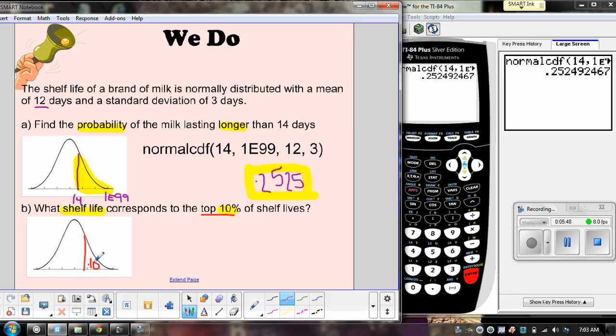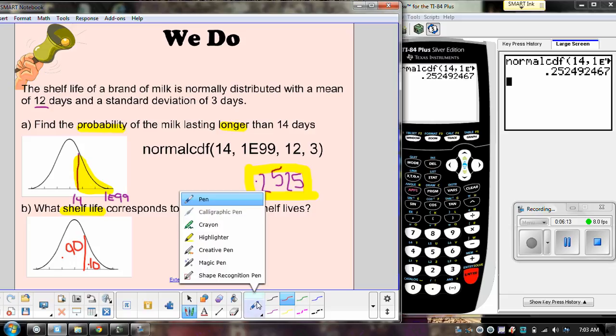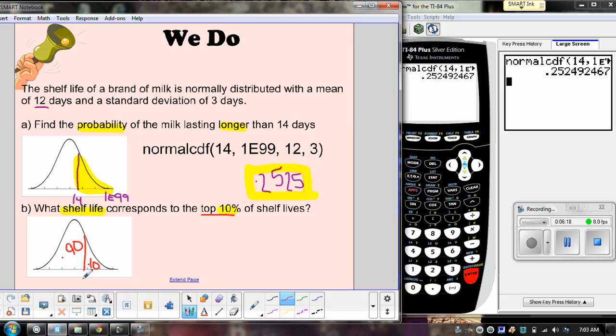So 0.10 for 10%. The problem is when I use my calculator command to go backwards, my calculator only is smart enough to know or recognize bottom areas. So if I have 10% on the top, what percent is left for the bottom? That would be 90% because together they must make 100%, or 1 in terms of decimals. So now I'm going to put 90% in my curve. Notice this time I'm not marking the line, but I'm trying to find what actually is this number, or how many days correspond to that line.